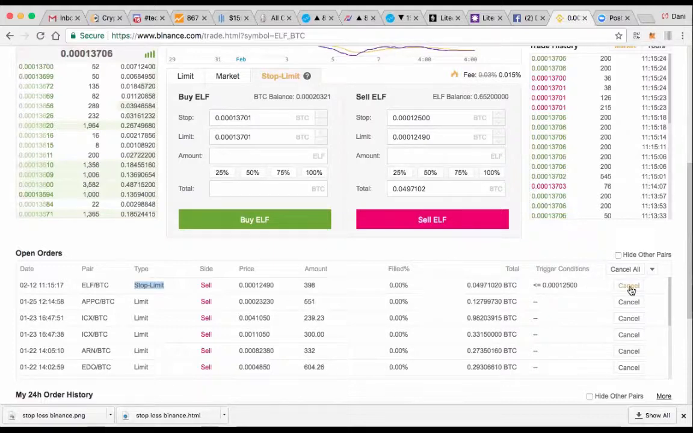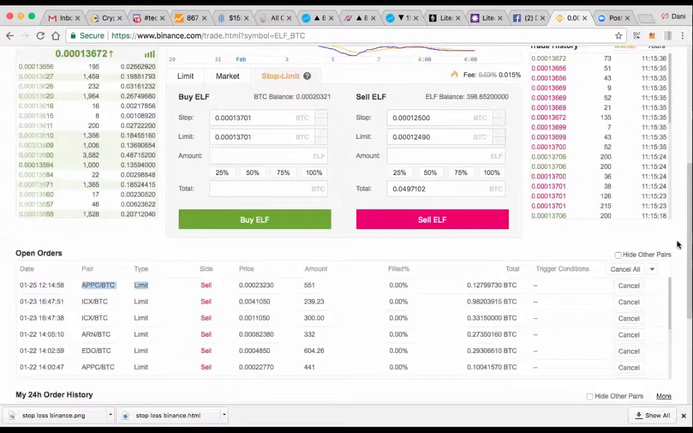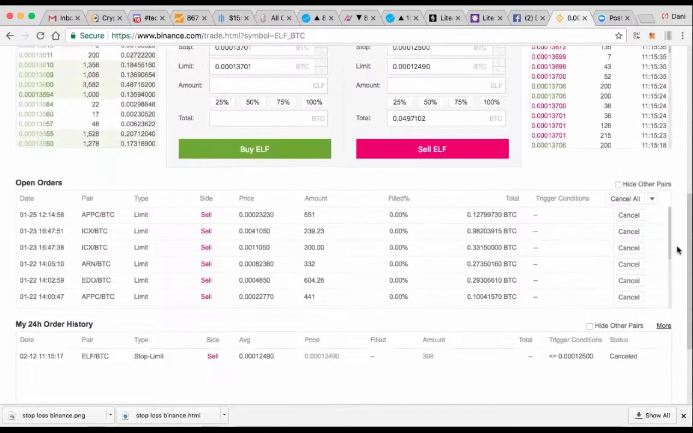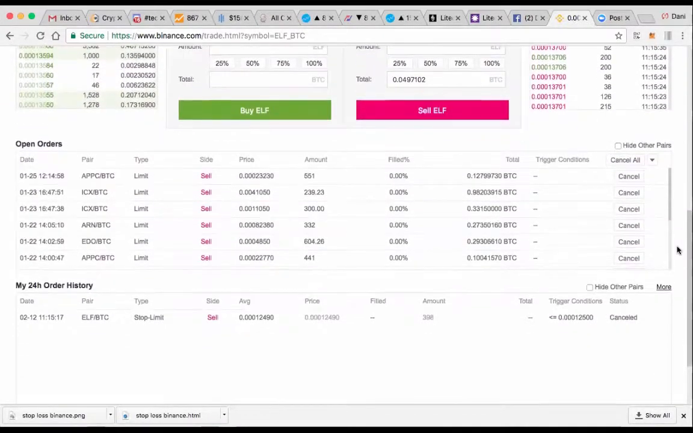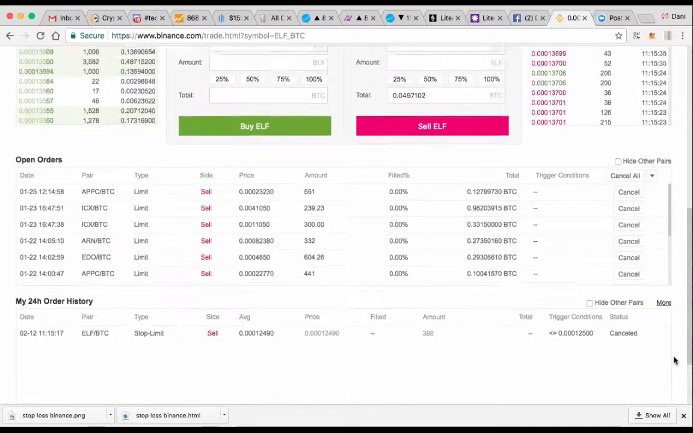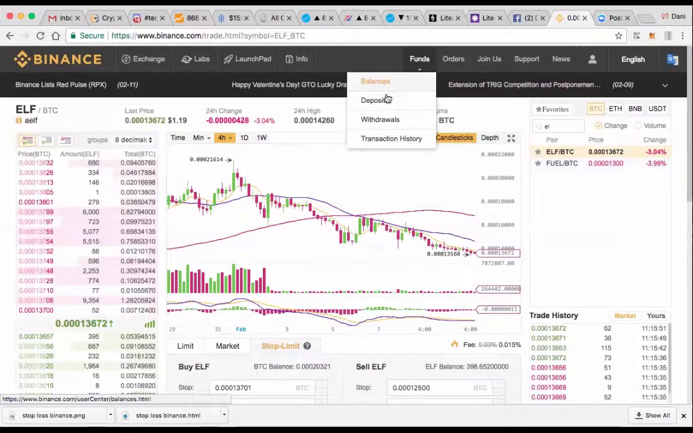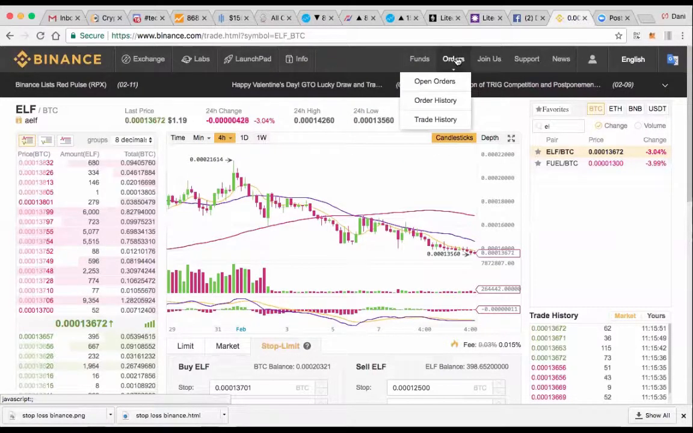And that's a way to really be safe and limit your risk, limit your losses, is by setting a stop loss. Okay. Now I canceled it, so it shows my order history was canceled down here. All right. So that's how to set a stop loss. And again, you can go up here, you click on funds, you can see the balances, you can make deposits and withdrawals, you can see your transaction history, you can see the open orders you have, the order history you have, the trades you've made in the past.